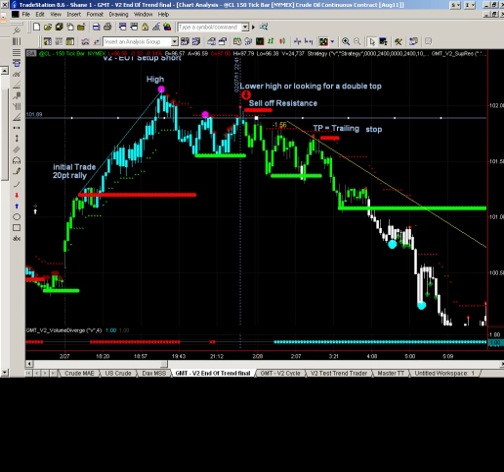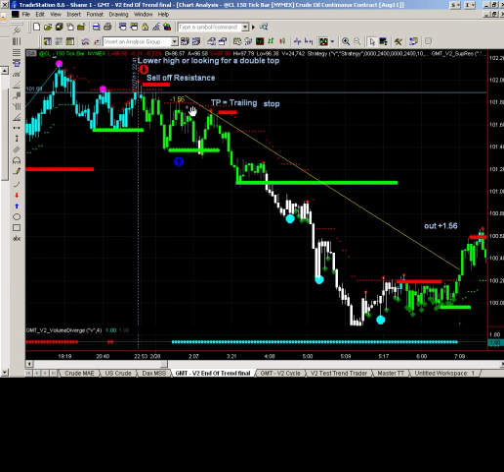So what happens once the support level sets up, our stop then needs to go to break even. So we move our stop to break even, and then we've got a few options with the trailing stop. We can either use the TP trailing stop, so that's that little red dot there, and you can see that does a really good job of keeping us in the trade.